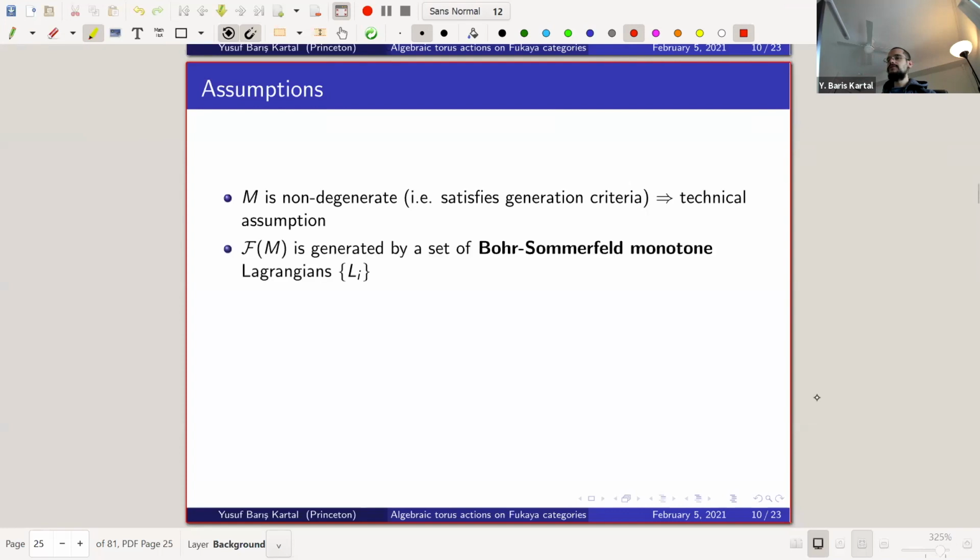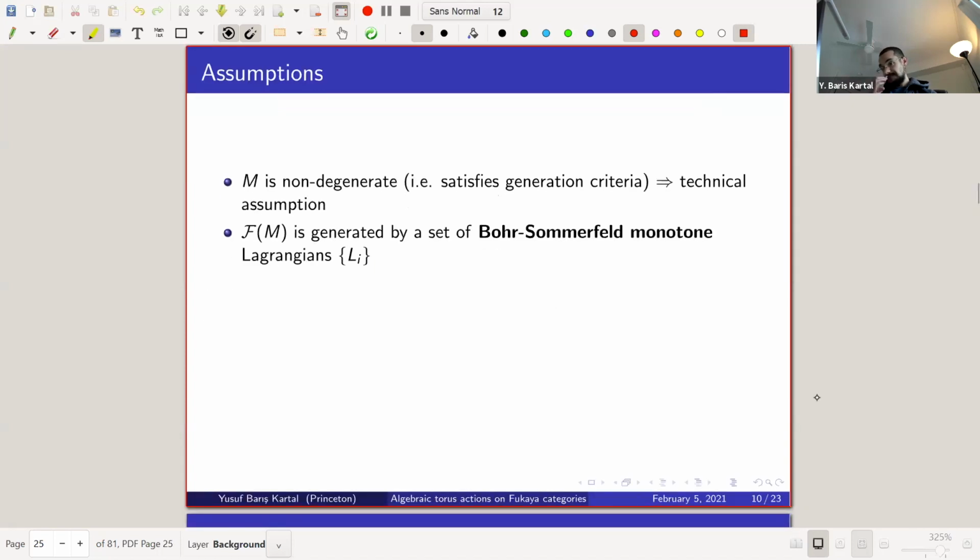Most educated meaning most educated in the homological algebra language. And it's generated by a set of Bohr-Sommerfeld monotone Lagrangians. Let's say it's a finite set. It's already automatic by this moment, but so the Fukaya category is generated by a set of Bohr-Sommerfeld monotone Lagrangians. Okay, that's another assumption. And I am not going to define what Bohr-Sommerfeld monotone is. It's like a balanced assumption in Paul Seidel's paper, mirror symmetry for genus 2 surfaces.